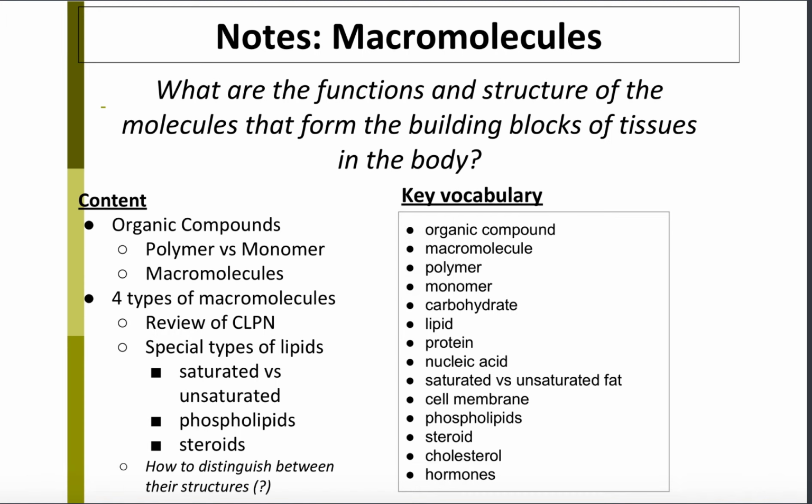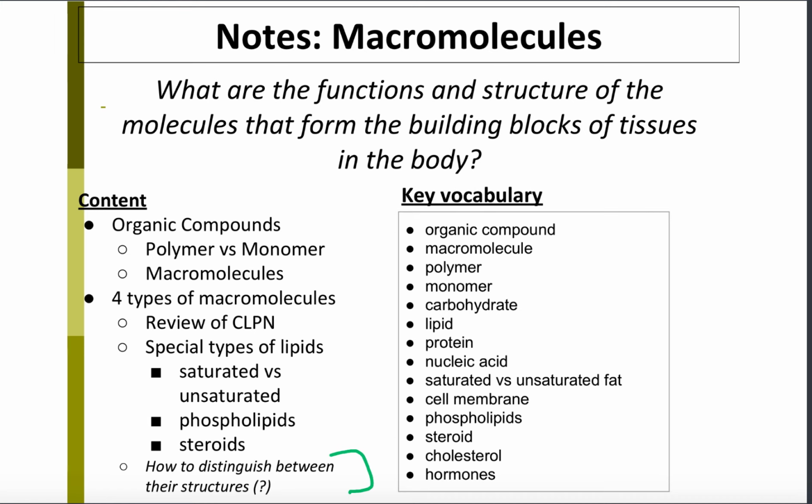Hi everyone, so this is a continuation of the macromolecules lessons, and I'm actually going to really focus here on distinguishing between the structures of different classes of macromolecules. Now, these aren't full notes, but if you do choose to take notes on this, I would add it to your macromolecule notes. Otherwise, make sure you understand how to do this.